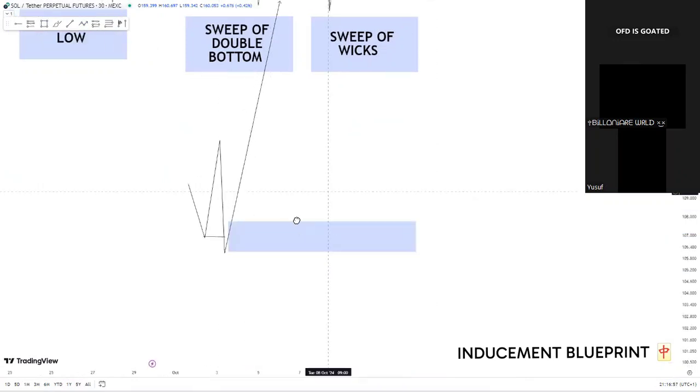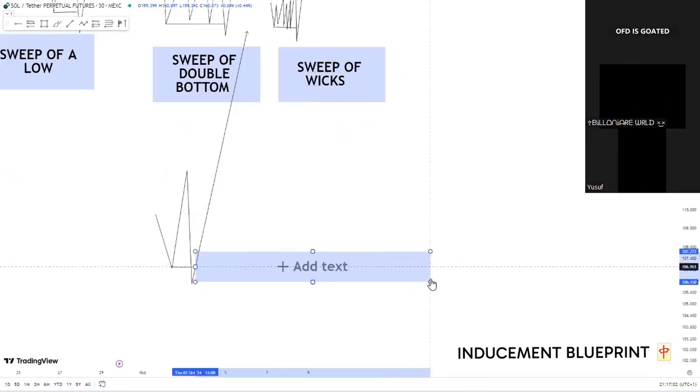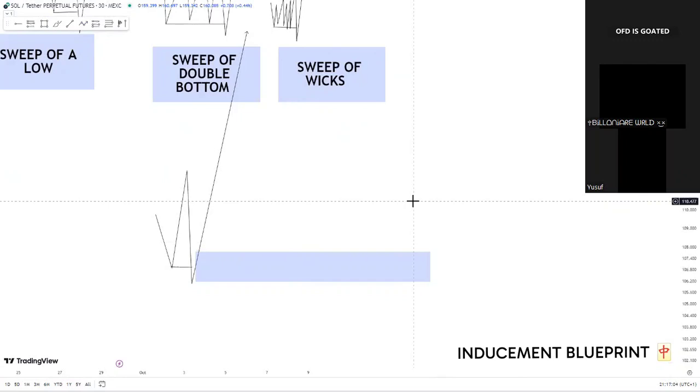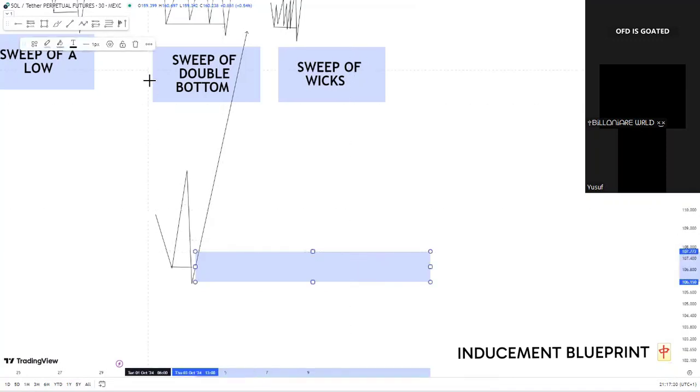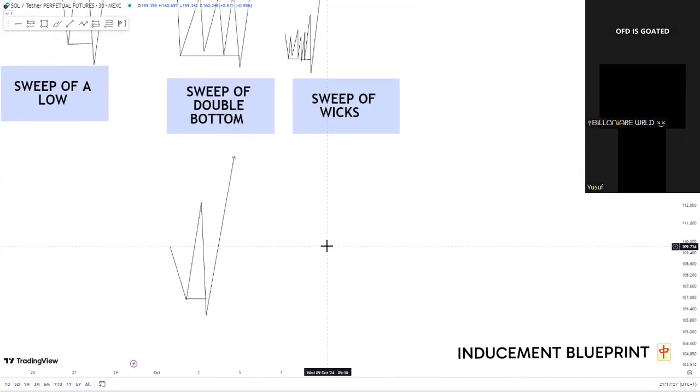But another thing we need as confirmation on this is a liquidity, or an inducement. Are you getting me? A liquidity or an inducement is a valid pullback after the sweep of liquidity. Let me say it again: a liquidity or an inducement is a valid pullback after the sweep of liquidity. Fine, we've gotten a sweep here, but we need people to be liquidated for our entry to trigger.